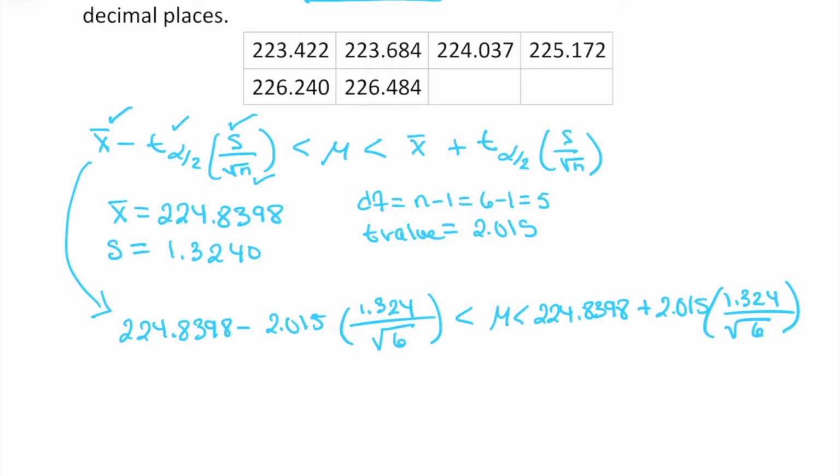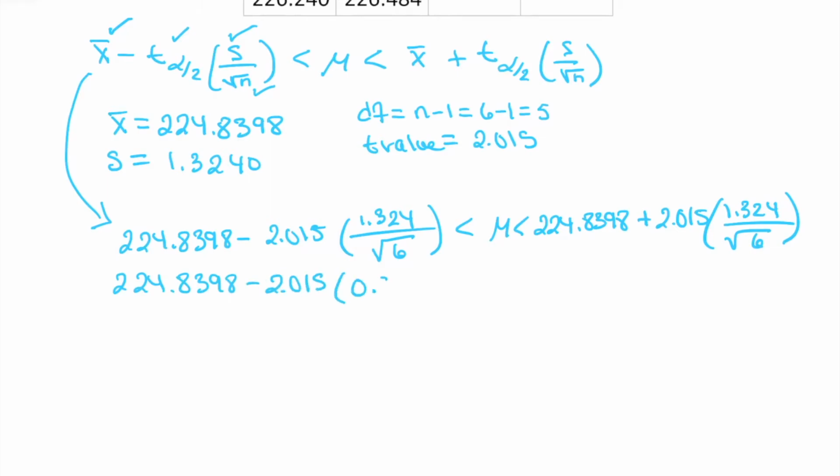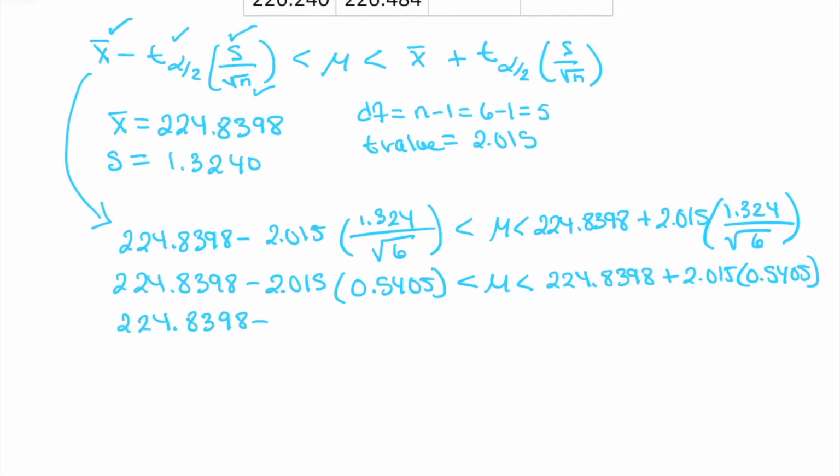So we'll start with our parentheses on the left-hand side. 1.324 divided by the square root of 6 comes to 0.5405. And what we have on the left-hand side, we also have on the right-hand side, except on the right-hand side we're adding. So now on the left-hand side, we'll multiply that 0.5405 by 2.015, and we end up with 1.0891. And on the right-hand side, it's going to be the same, except we're now adding the 1.0891.